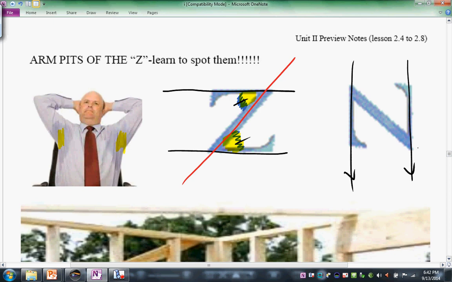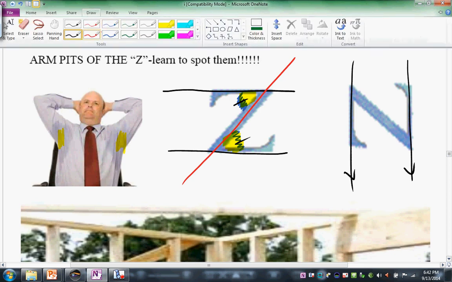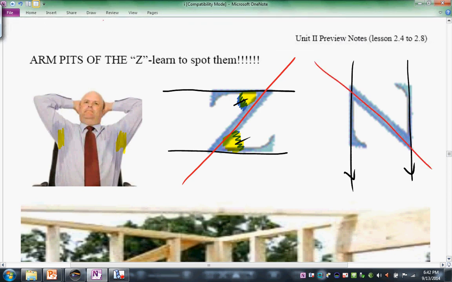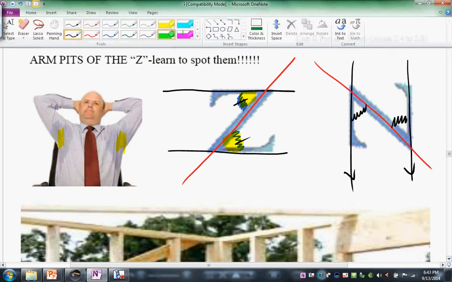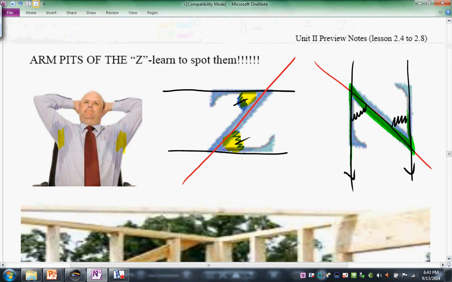So if I had parallel lines going like this, and I have a transversal, these would be the armpits of the Z. Armpits of the Z. Let's see if you can look in this diagram. I'd like you to find at least 3 sets of armpits of the Z and trace it. 3 sets. See if you can find them.